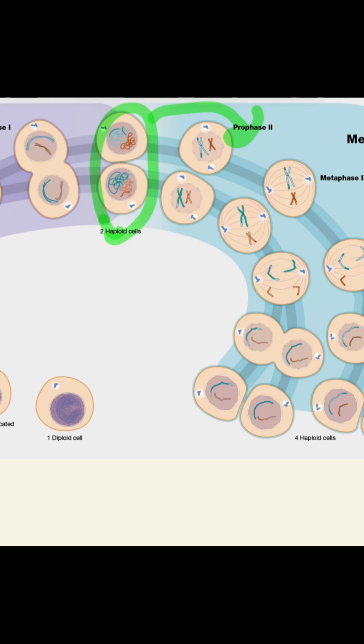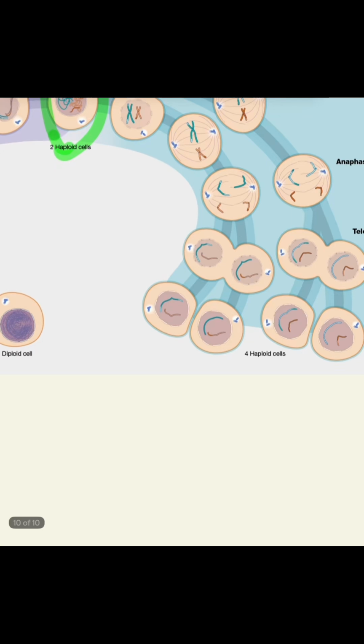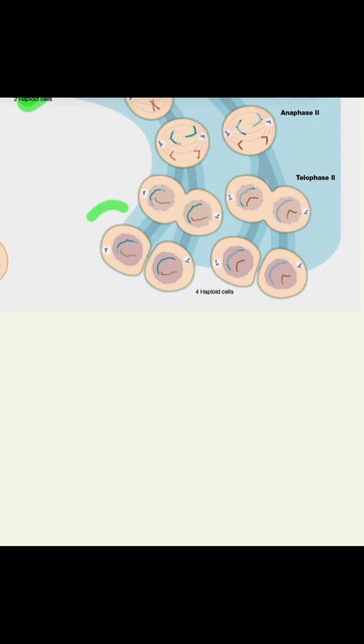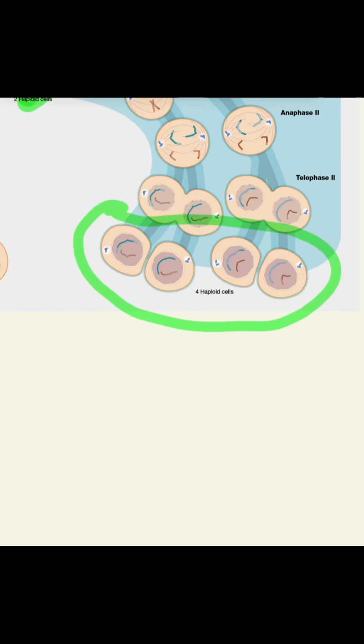So in meiosis 2, sister chromatids separate, similar to mitosis. And the result is 4 genetically unique haploid gametes. So these 4 cells are all genetically unique. No two are the same.